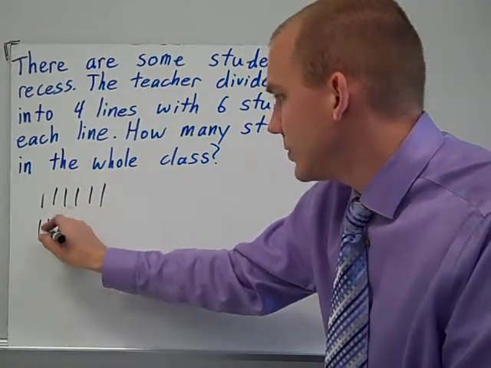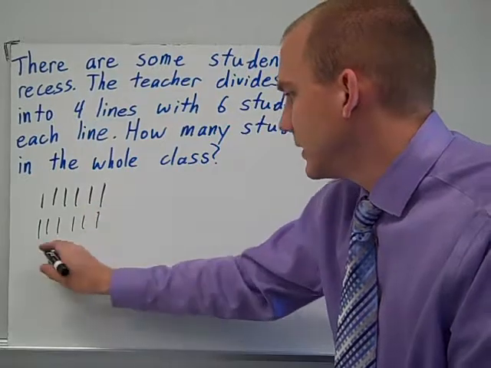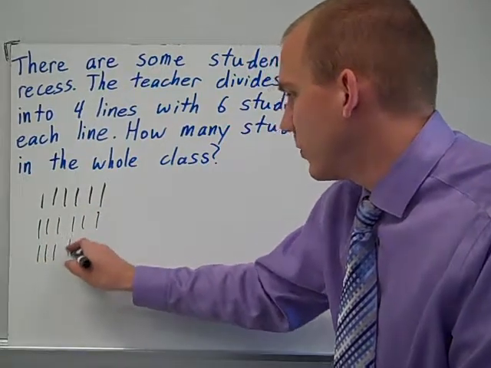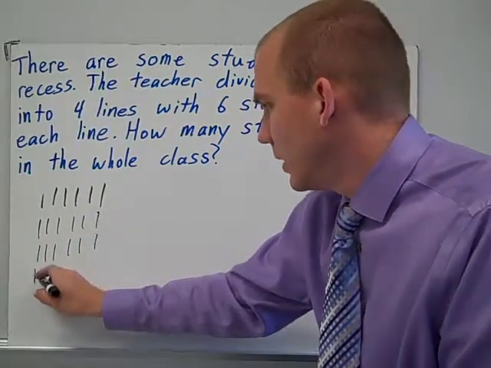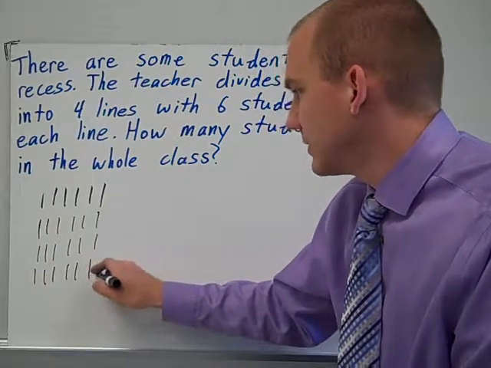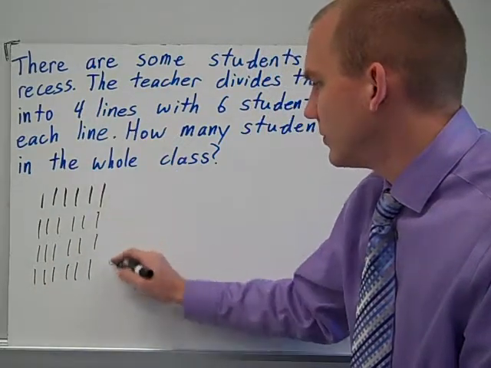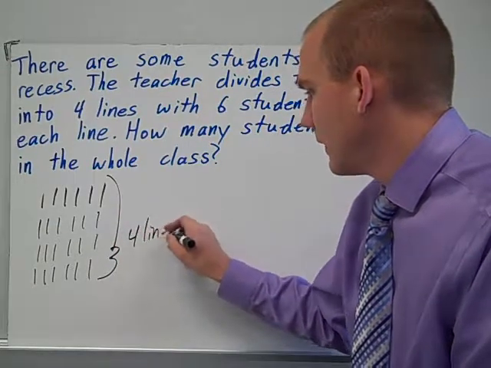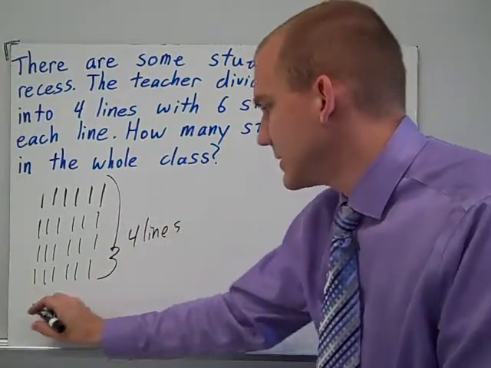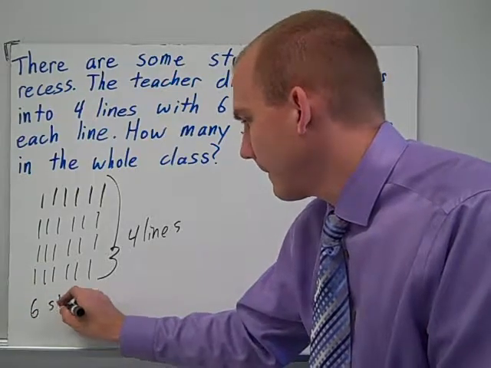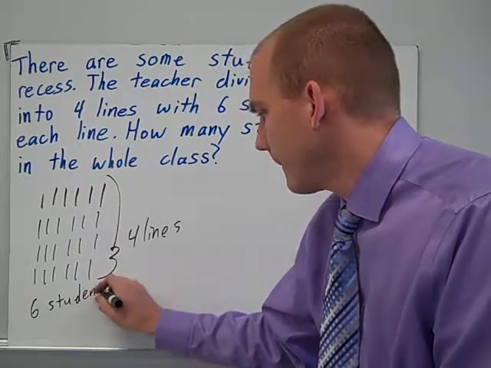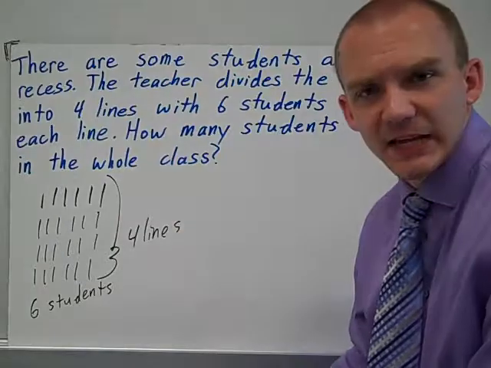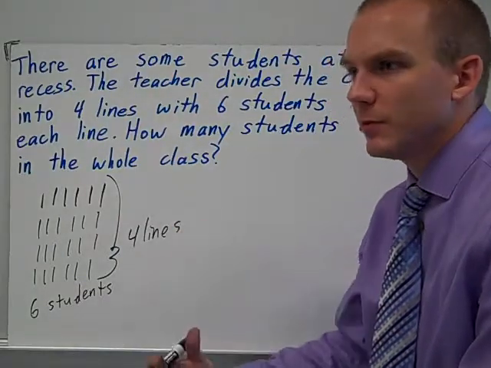So 1, 2, 3, 4, 5, 6. Again, 1, 2, 3, 4, 5, 6. And again, 1, 2, 3, 4, 5, 6. Wait, there's 4 lines. 1, 2, 3, 4. I've done 4 lines here. And there's 6 students in each one. Well, this is like 4 groups of 6. And groups of means multiplication.